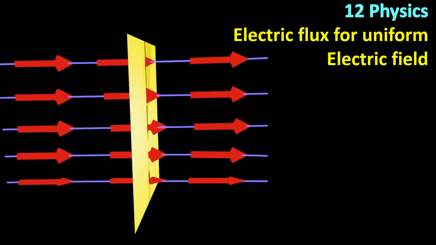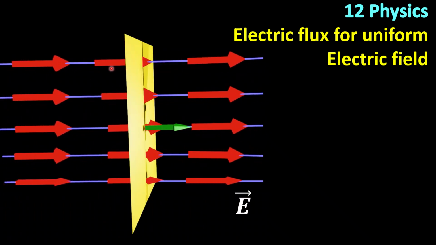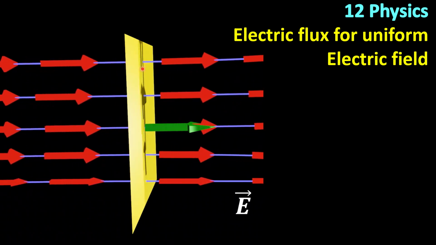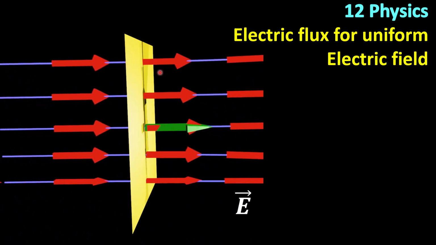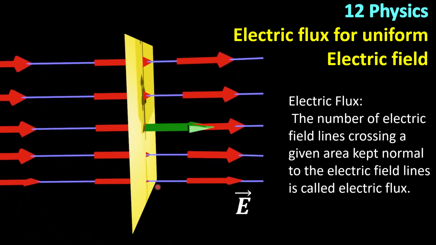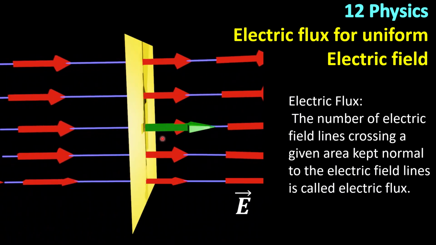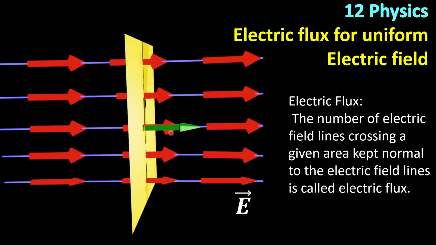In this video, we are going to see electric flux. First, we see the definition of electric flux. So, this is the uniform electric field region. In this region, a particular area is kept normal to the electric field direction, that is perpendicular to the electric field direction.